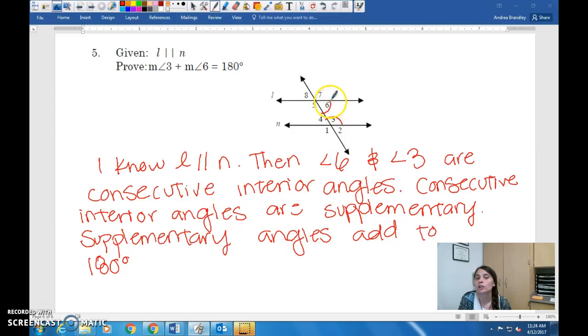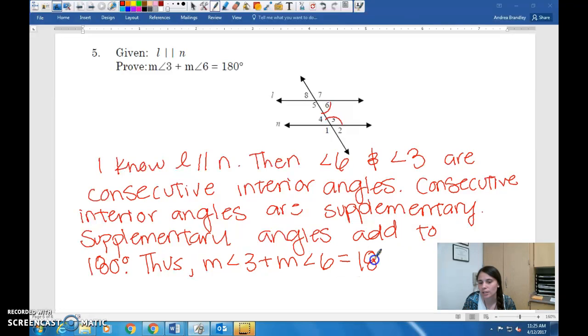So based on my logic so far, I know that angle 6 and angle 3 are consecutive interior. I know that consecutive interior angles are supplementary. I know that supplementary angles add up to 180. Thus, the measure of angle 6 plus, or I guess I should put it in the order it has me prove it in. And in fact, I'm going to erase again. This is why I think it's good that I haven't done it yet, because you can kind of learn from my thoughts. It's important to show that this is what I've proved. I'm going to use the word thus. So based on all of this, the measure of angle 3 plus the measure of angle 6 must equal 180 degrees.